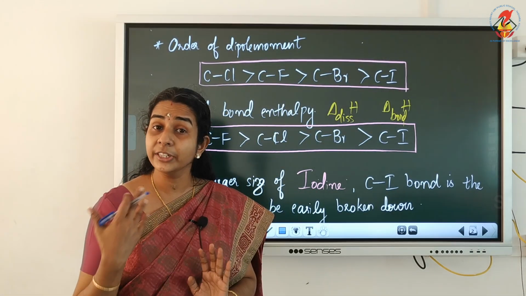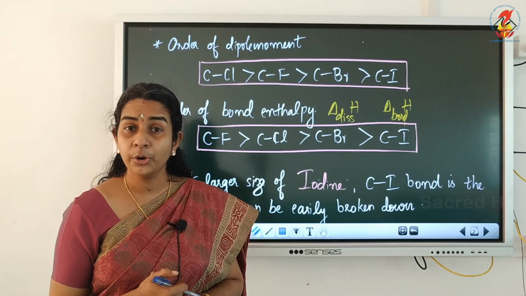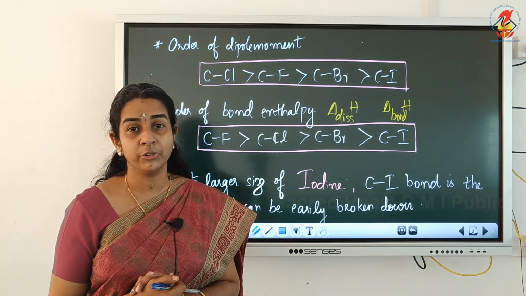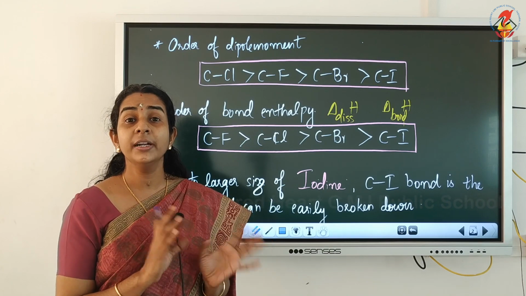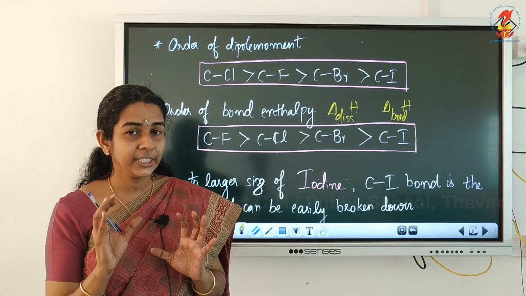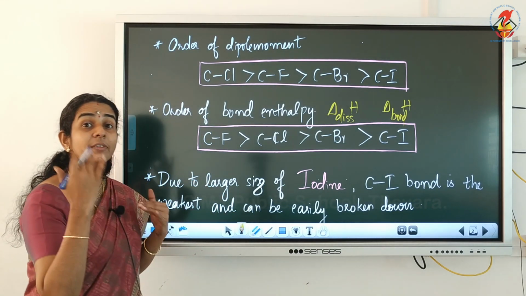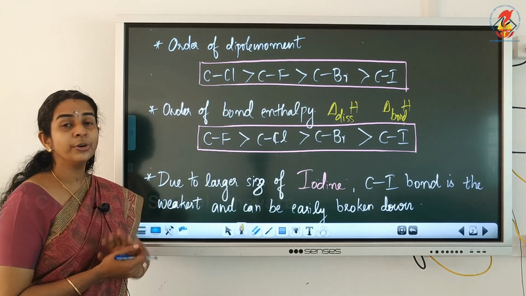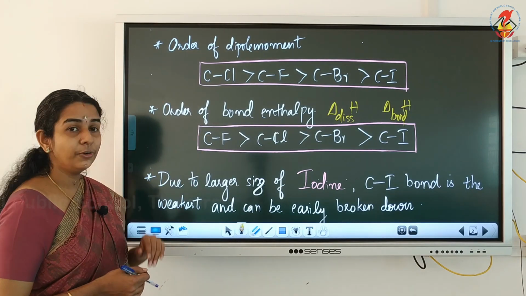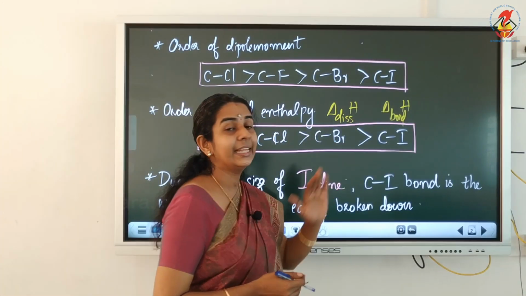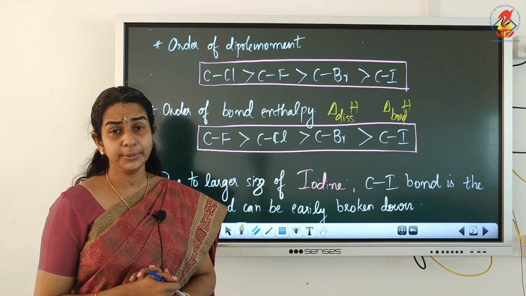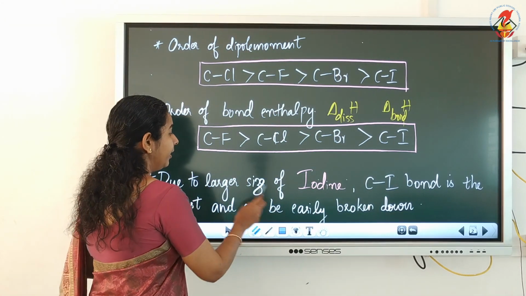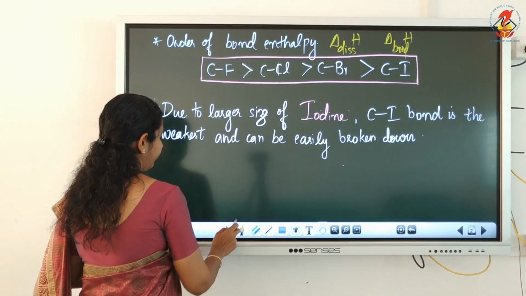So how can we write the order of bond dissociation enthalpy? We know that the higher the bond strength, the higher the bond enthalpy. Which halogen bond is stronger here? Yes, carbon fluorine, isn't it? Because fluorine has a smaller size, so it will have the highest bond enthalpy. So the decreasing order of bond enthalpy is C-F, then C-Cl, C-Br, and the least bond dissociation enthalpy is for the C-I bond.